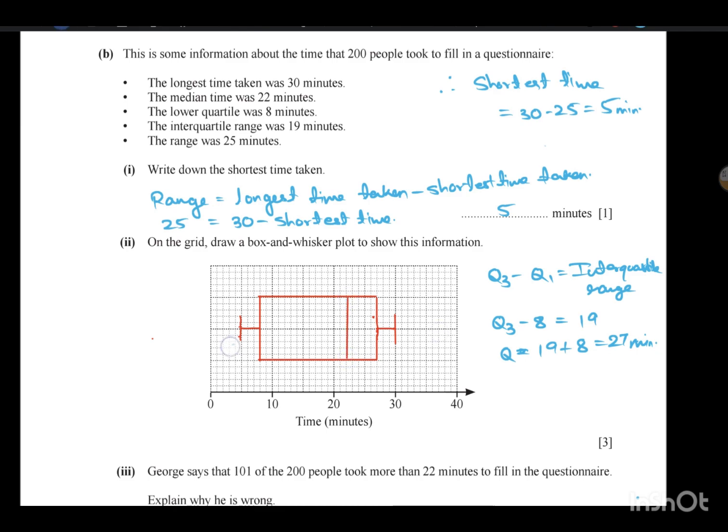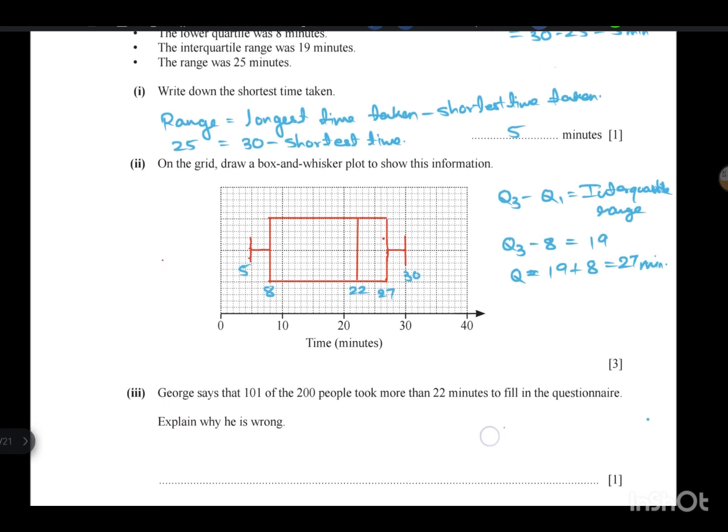Now write down all the values: 5, 8, 22, 30. No, this is 30. This is 27. The box and whisker plot is done. Questions 1 and 2 are done in the B part. Now question 3 we have to do.